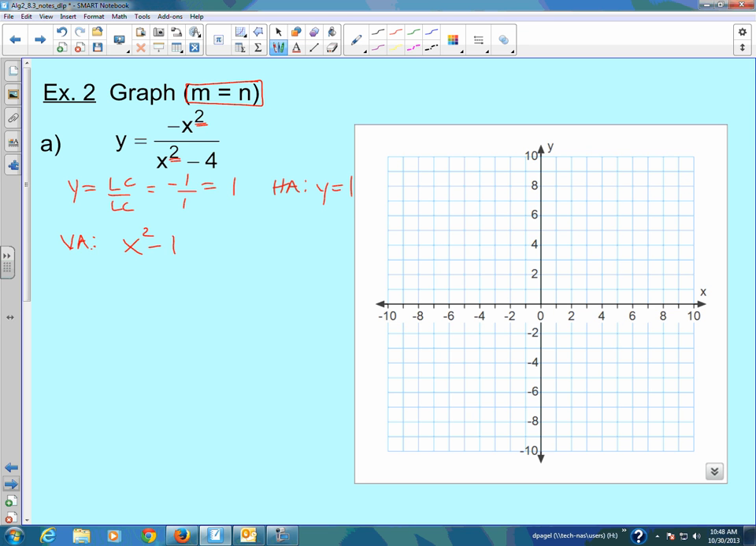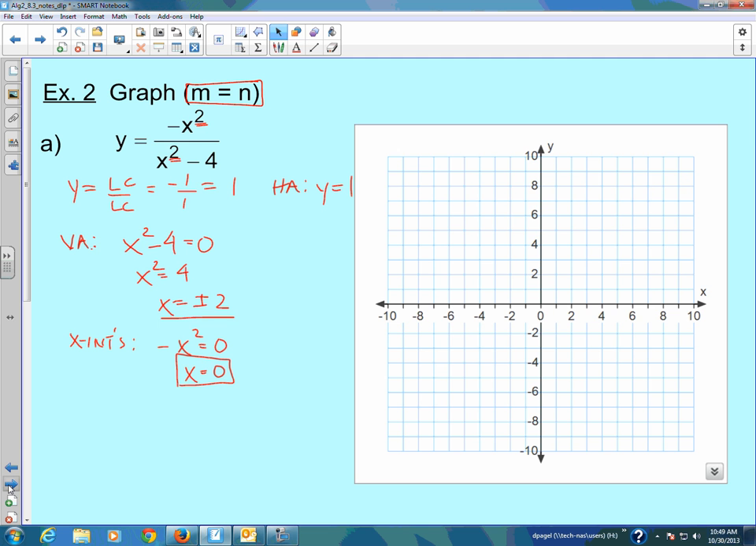Verticals: x squared minus 4 equals 0. X squared equals 4. Now I get 2 vertical asymptotes by setting the denominator equal to 0, plus or minus 2 there. And x-intercepts: negative x squared equals 0, so x equals 0 is an x-intercept. So now we have all the players working together here on this one.